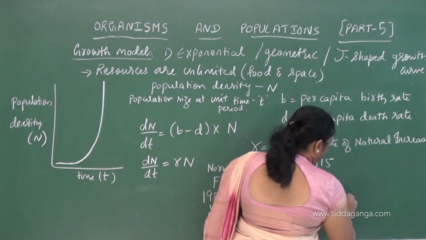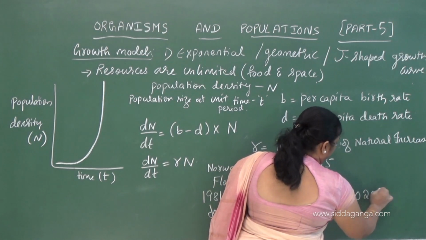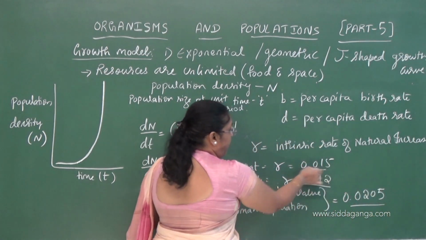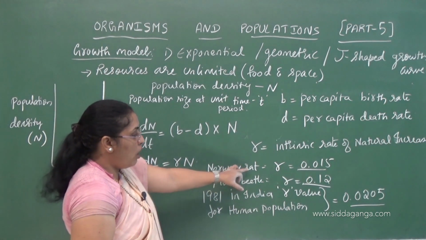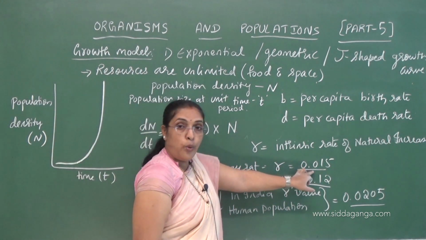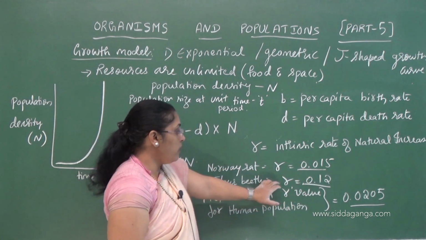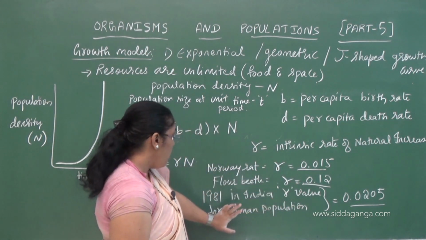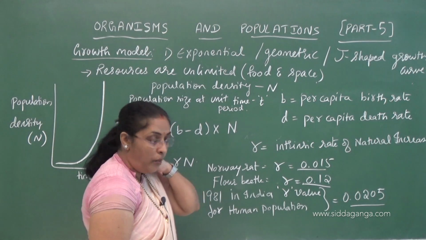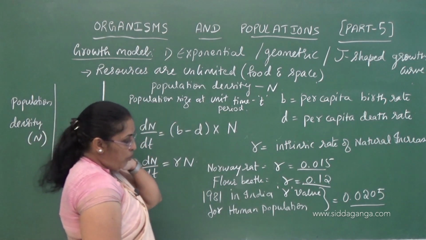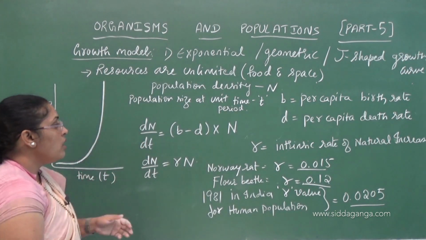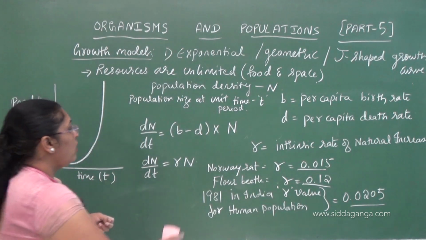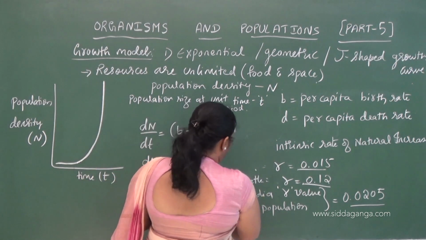Human population R value is 0.0205. This is all you have to remember for your competitive exams. Norway rat R value is 0.015. Flour beetle it is 0.12. And in 1981 in India, the R value for the human population is 0.0205. So this is about the exponential growth.